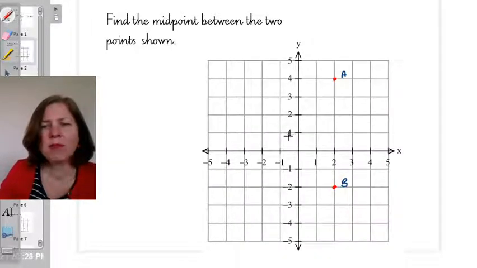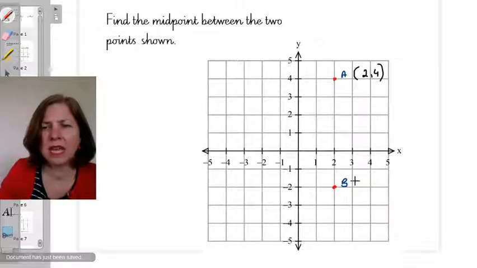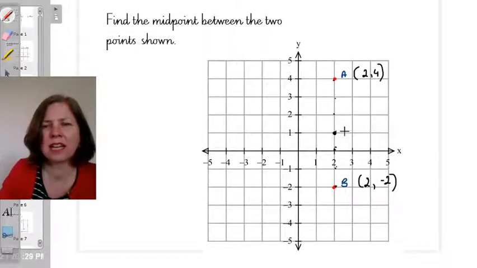Now I've got to find the midpoint between these 2 points, and this one's actually even easier. I've got A, which is the point 2, 4, and I've got B, which is the point 2, negative 2. So if I look at the distance between them, I can just count squares. I've got 1, 2, 3, 4, 5, 6 squares. So if I go up 1, 2, 3, then this should be exactly halfway in between. And that is the point 2, 1.